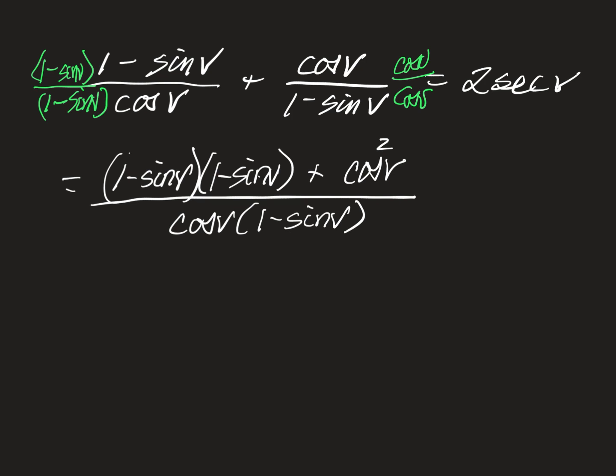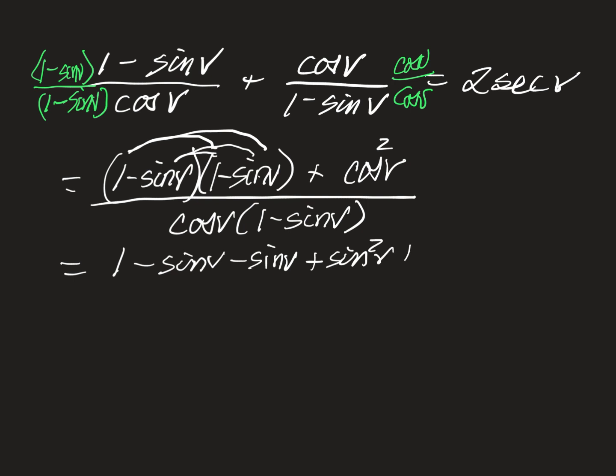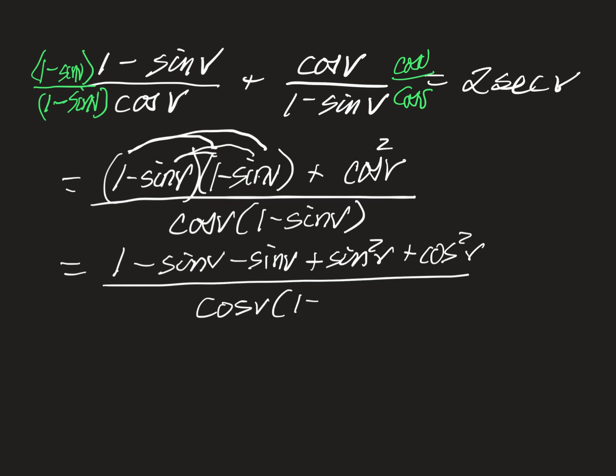Now remember, you have to FOIL this, right? Do you remember doing FOIL from Algebra 1? Well, now it shows up in Trig, and you got to kind of pay attention to how it works. But when you multiply this out, you're going to get 1 minus sine v plus sine squared v plus cosine squared v over cosine v times 1 minus sine v.